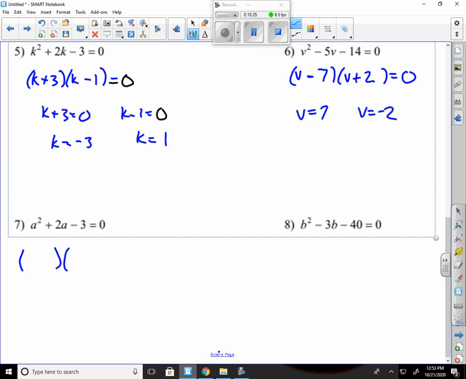Next one, a squared plus 2a minus 3. A times a gives me a squared. What multiplies to give me negative 3? It would be a positive 3 and a negative 1. I can tell it's a positive 3 because this is a positive 2. That means the bigger number gets the positive. A plus 3 equals 0. A minus 1 equals 0. That's a equals negative 3 and a equals 1.